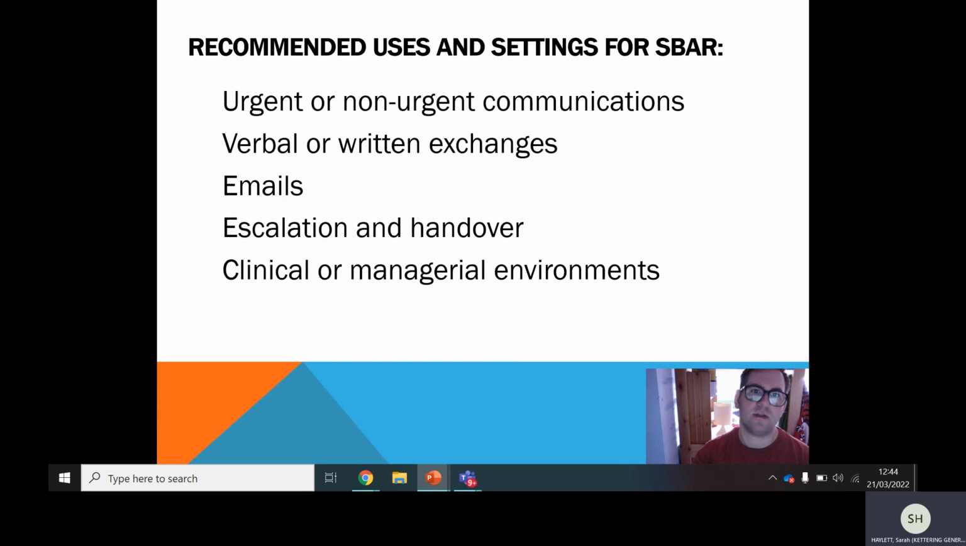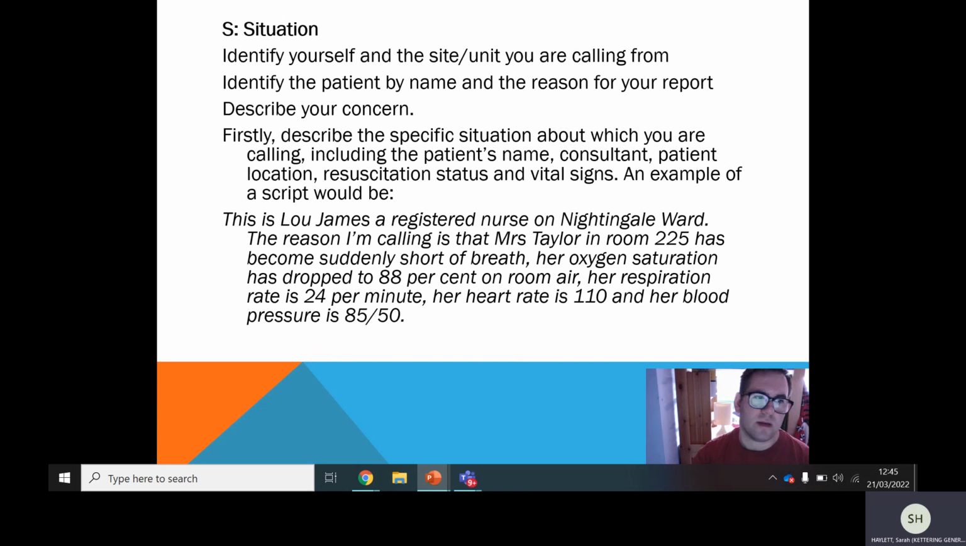So recommended uses and settings for SBAR, like I said, you can use it for everything. Urgent and non-urgent communications, verbal or written exchanges, emails, escalations and handovers. So if you're phoning a doctor, sorry, I'll go back. In 10 minutes time, you phone a doctor and you say, I'm really concerned about this patient. He looks terrible. Okay, so let's go back to your SBAR. Situation.